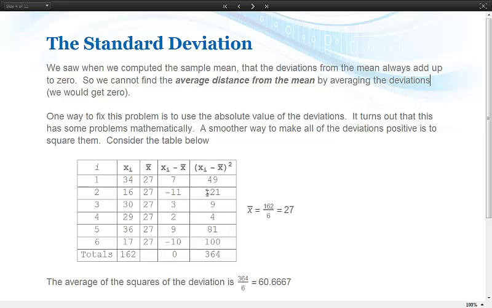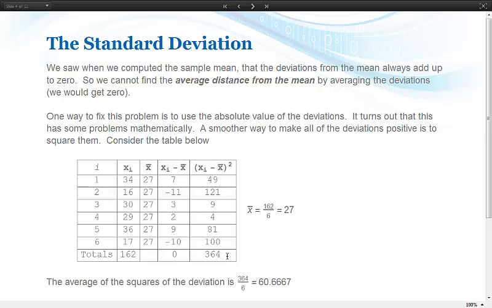Negative 11 squared is positive 121 because negative 11 times negative 11 is positive 121. 3 squared is 9. 2 squared is 4. 9 squared is 81. And negative 10 squared is positive 100. So these are my squares of my deviations from the mean. If I add these up, I get 364.